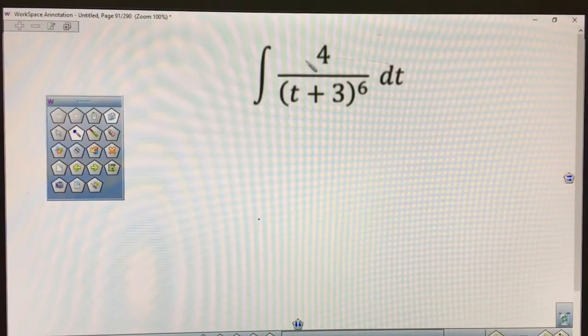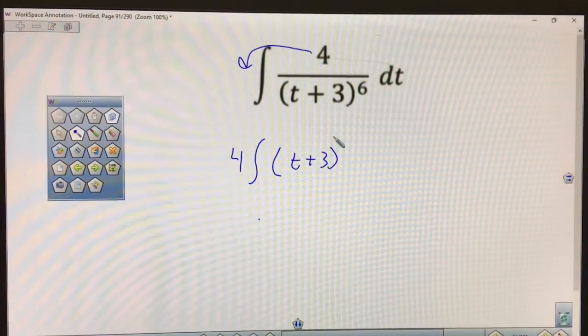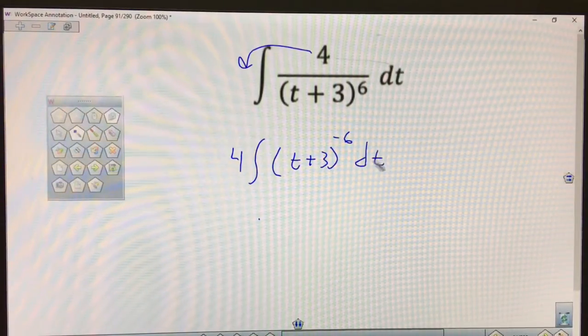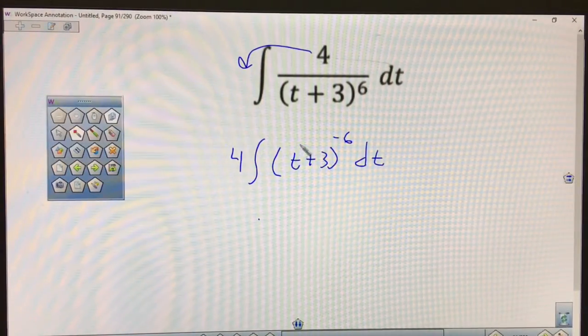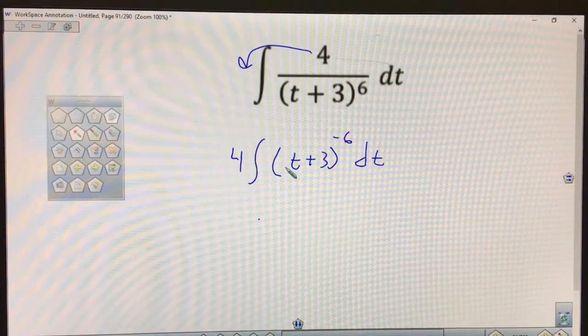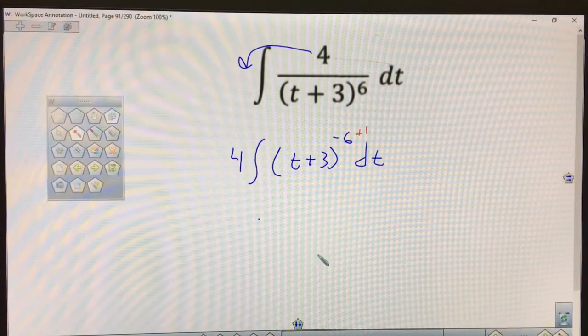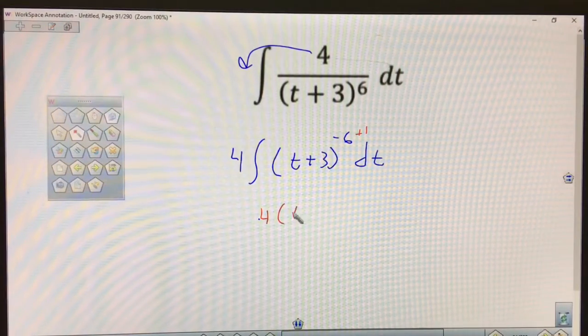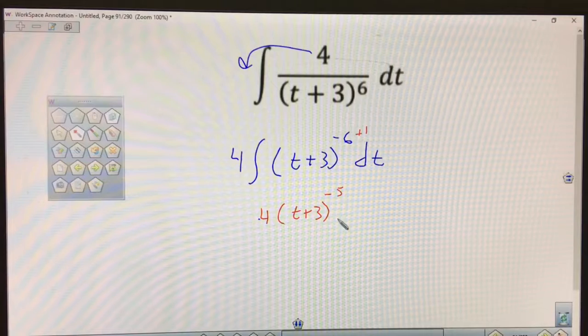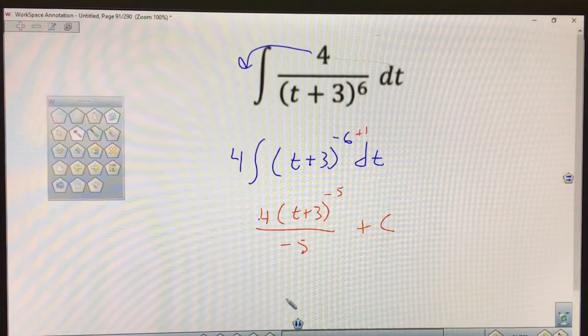No u sub. I'm going to take that 4 and take it out front, so that's going to give me 4 integral of t plus 3 to the negative 6 dt. This only works, I can't emphasize this, if there's no exponent there. If there's a number out front, I can still do it without u sub, but there's a trick. Add 1. So that's going to give me 4 parentheses t plus 3 to the negative 5, divided by negative 5 plus c. I'm done.